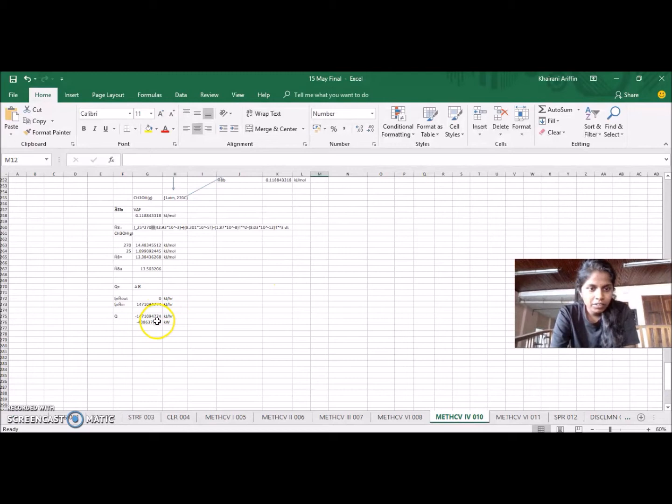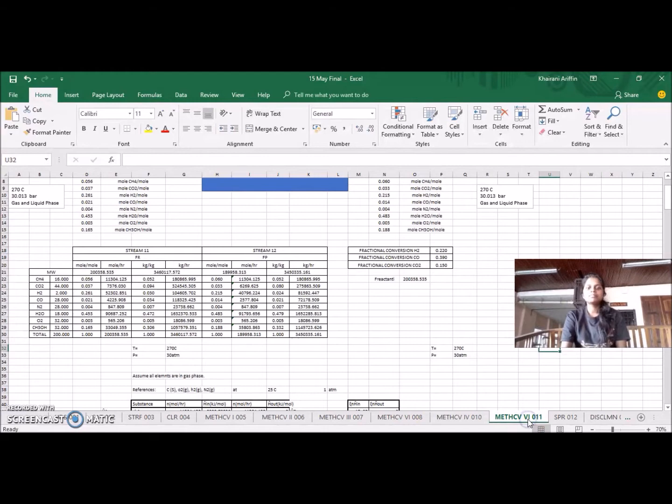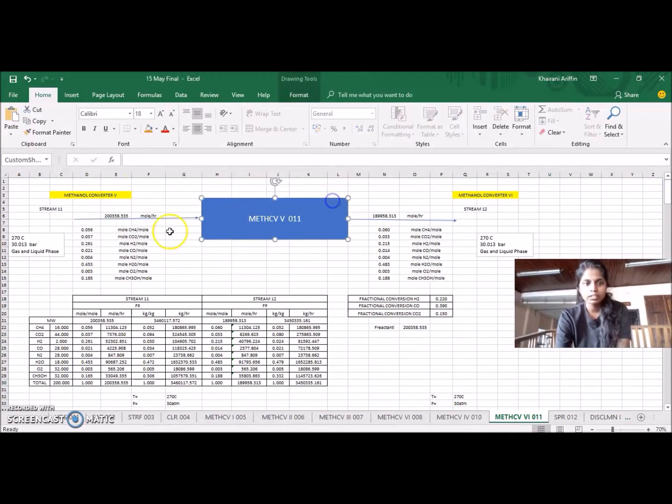Is negative 471094774 kilojoule power and negative 408,637.437 in kilowatt. And finally we go to the methanol converter 6. In methanol converter is the same, just the difference in mole, inlet and outlet.